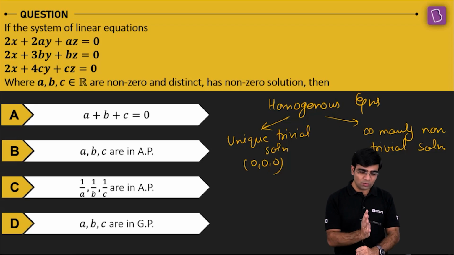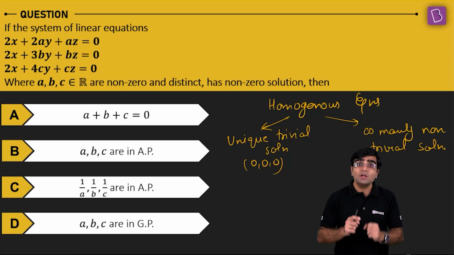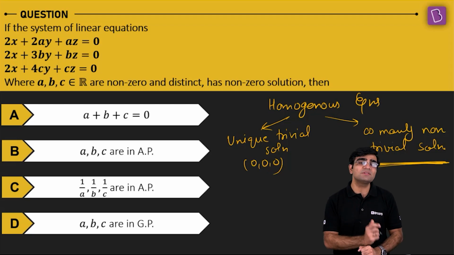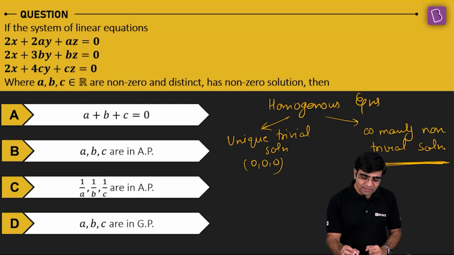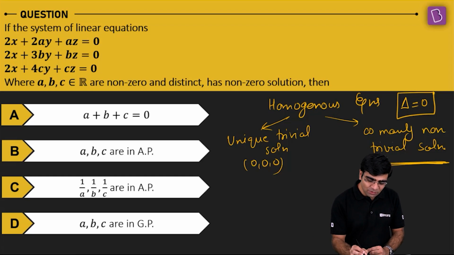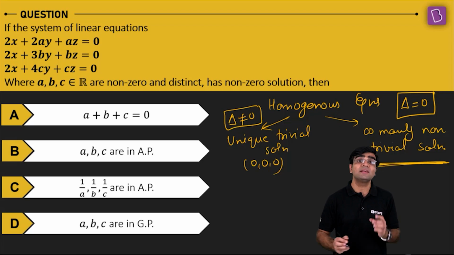So I have three equations which are homogeneous. Now it says that the coefficients are real numbers and non-zero, and this equation has a non-zero solution. Which category? Infinitely many solutions. And if I have infinitely many solutions, what was the concept? That the determinant formed by the coefficients becomes equal to 0. Exactly. When we have a unique trivial solution, this is the case when the determinant formed by their coefficients is non-zero.